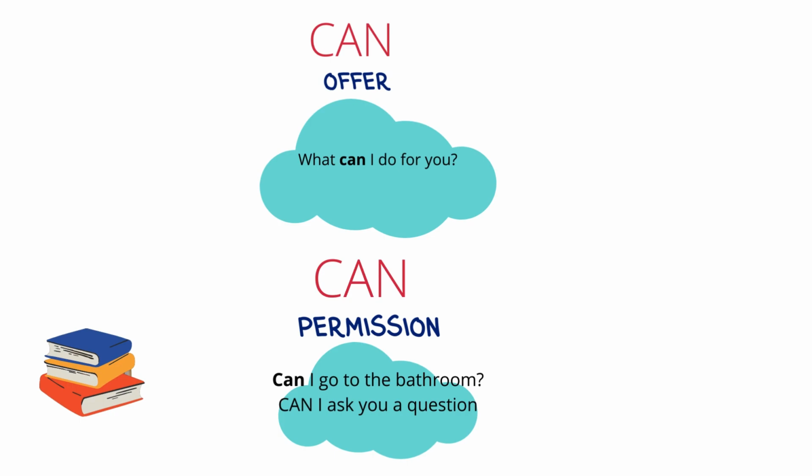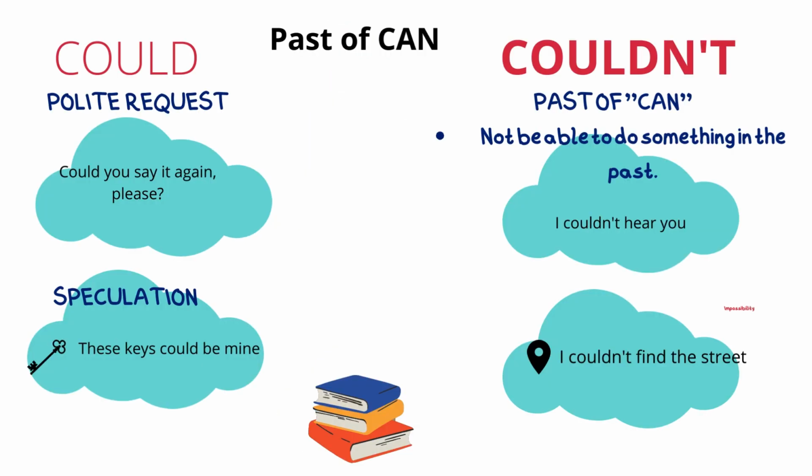Can for permission. For example, can I go to the bathroom? Or can I ask you a question? Can is such a useful modal verb, especially in its past form. Could or couldn't. Let's see the following examples. Could, to make a polite request. Could you say it again, please? Here, we are asking for repetition in a polite way.